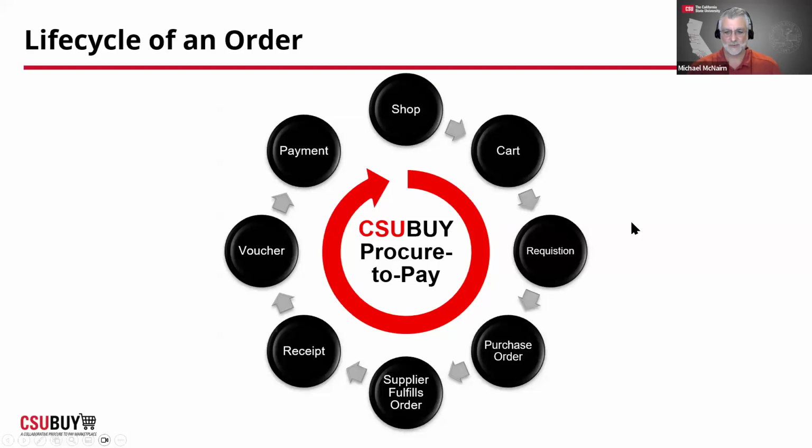The purchase order gets sent to the supplier. The supplier fulfills that order, whether it's goods that are shipped to the campus or services provided to the campus. So they fulfill it somehow. After that, there's a receipt, either receipt of goods or an acknowledgement that the services were performed, services rendered. The supplier provides an invoice that gets processed through a voucher in the system. And eventually, after the voucher is approved, the payment can be made to the supplier.